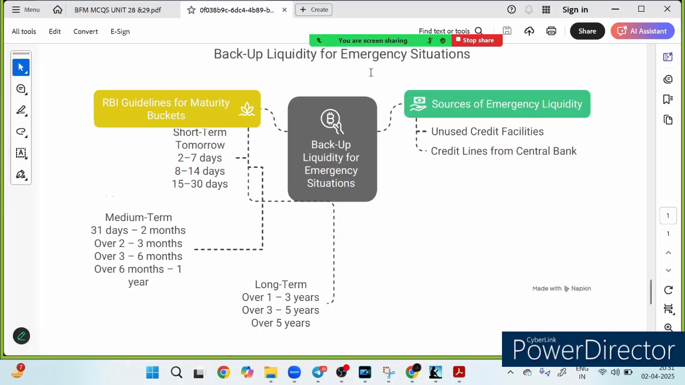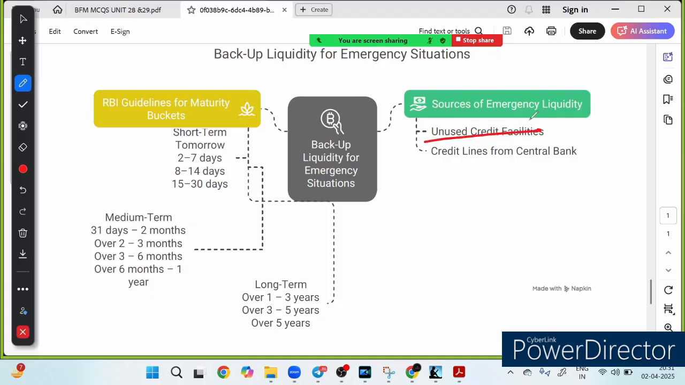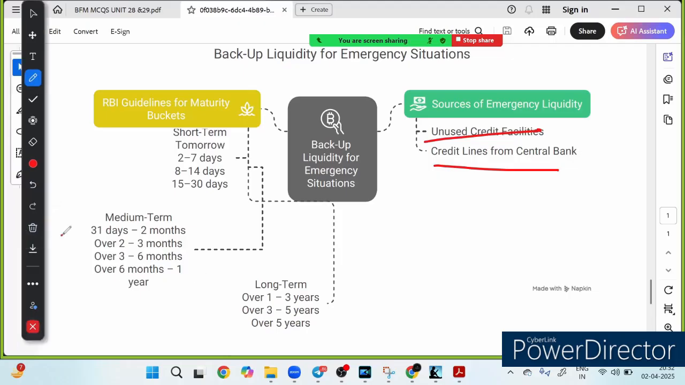Now friends, if you look at the source of emergency fund, from where this emergency fund will arise. So when facing liquidity challenge, bank can turn into emergency liquid source. So which are unused credit facility. So bank can tap into credit that is available but not used, or they can take credit line from central bank. So central bank provide emergency credit line to bank during their financial crisis, ensuring their ability to meet financial obligation. So having a well-structured backup liquidity plan ensure that banks are prepared to face any financial emergency without risking their operation. So by following the RBI guideline, right, and utilizing resource like unused credit, bank can maintain stability during turbulent time. I hope that makes sense to you, right friends? So that is about the backup liquidity.